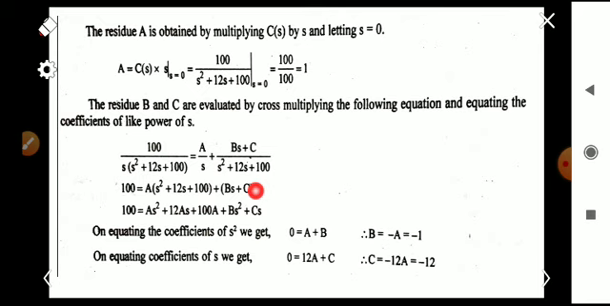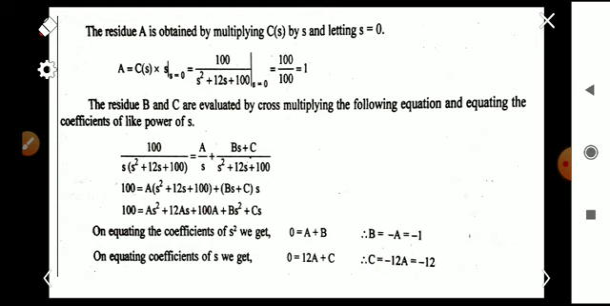Okay, and after that we are equating the coefficients of s square. By equating the coefficient of s square we will obtain 0 is equal to a plus b, and we know that the value of a is 1 here, so b will, of course, be minus 1. And after equating the coefficients of s, we will obtain 0 is equal to 12a plus c. We also know that a is 1, so c will be minus 12.